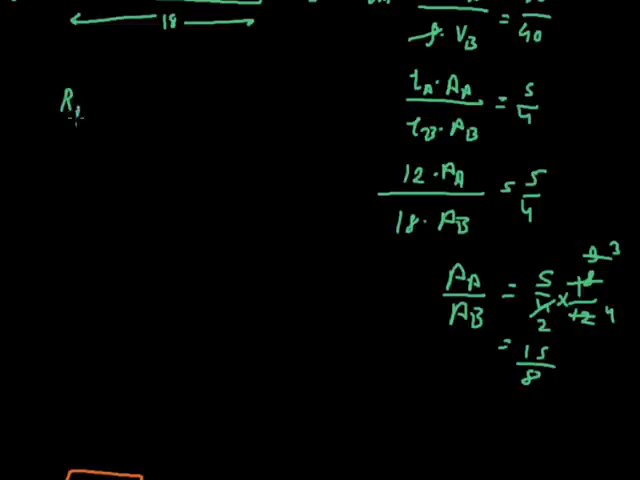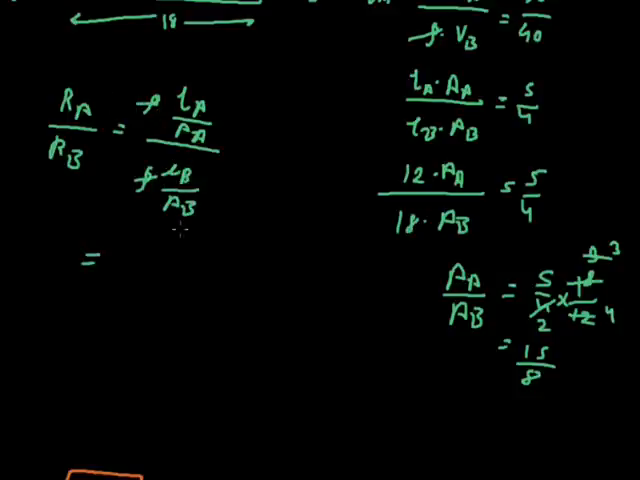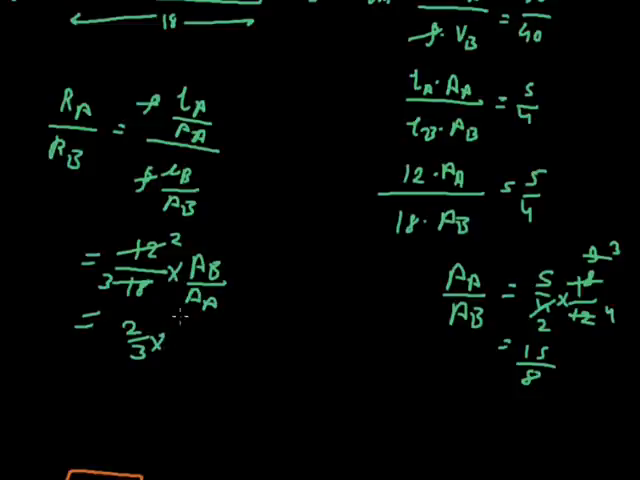Now to find the resistance RA and RB, we will simply write LA upon AA times rho, and LB upon AB times rho. LA upon LB is 12 upon 18, and we can write the area ratio as AB upon AA. Now 12 upon 18 is 2 upon 3, and AB by AA is simply 8 by 15, so it means 16 by 45. This is the ratio of resistance of these two wires.